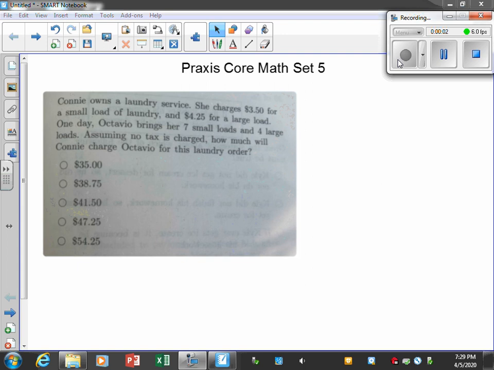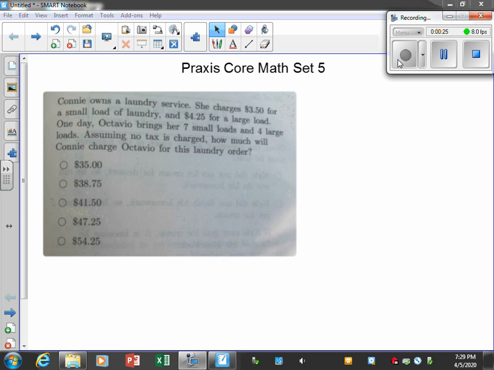Alright, set 5, we're going to look at Connie owns a laundry service. She charges $3.50 for a small load, $4.25 for a large load. One day Octavio brings 7 small loads and 4 large. Assuming that there's no taxes or anything, how much does she charge?